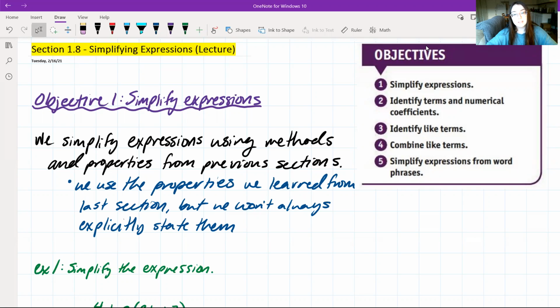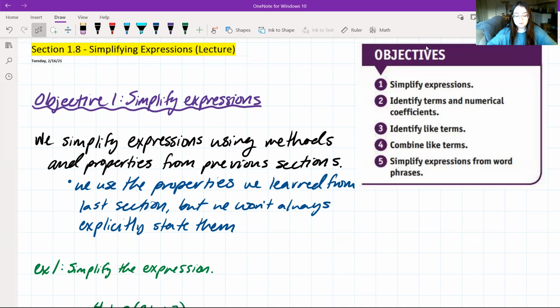Number 1 is simplify expressions. Number 2 is identify terms, numerical coefficients. Number 3 is identify like terms. Number 4 is combine like terms. Number 5 is to simplify expressions from word phrases. So starting with objective 1, simplifying expressions.